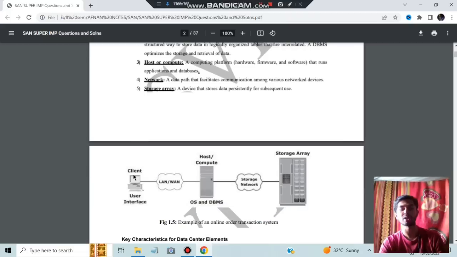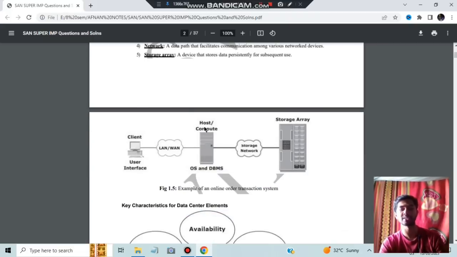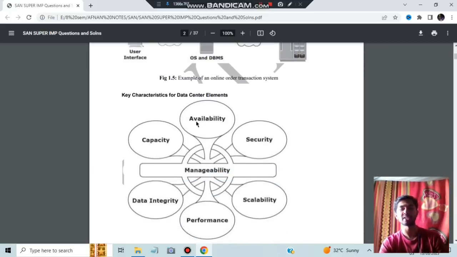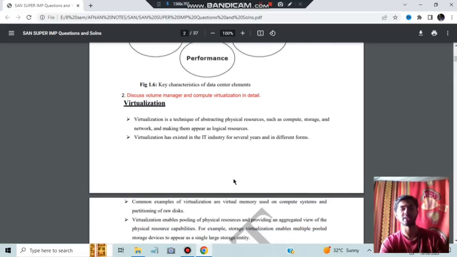Okay, so by a diagram you can mention this one. Client is here, and this is the host or compute, and the final storage is in the storage array. In between you have the networking layer and the storage layer. Okay, and this is what is called the OS and DBMS here. And the key characteristics are the following: availability, security, scalability, performance, data integrity, capacity, and manageability. These are all self-explanatory terms you can write in your own words, right?